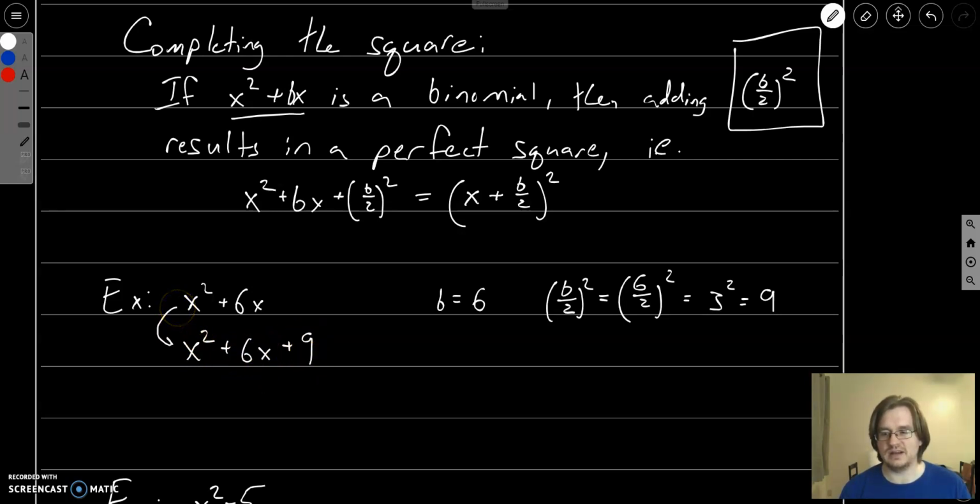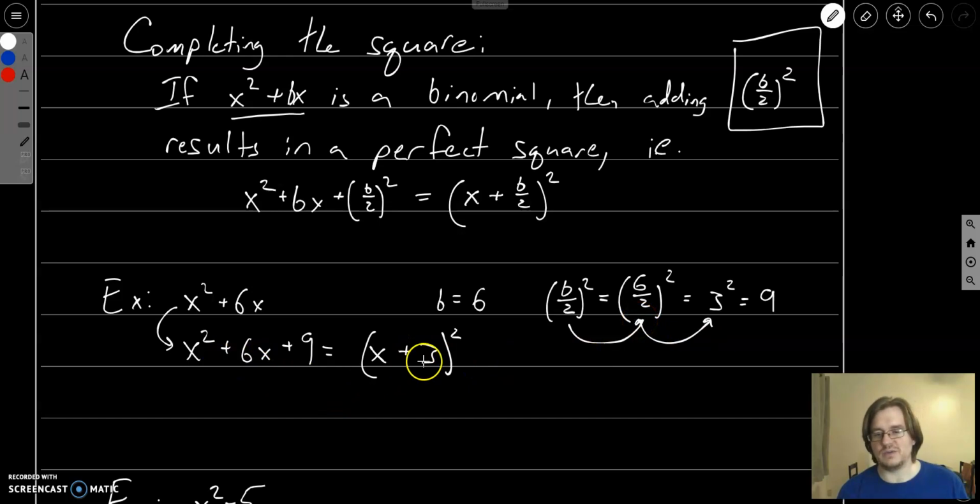So again, we'll just add that b over 2 squared. And as it happens, this is going to be x plus something squared. What's that something? It's b divided by 2. Well, we already solved for this. This is going to be 3. So if we were to FOIL this out, x plus 3, and we FOIL this out and we squared it, we would get back to our original equation.